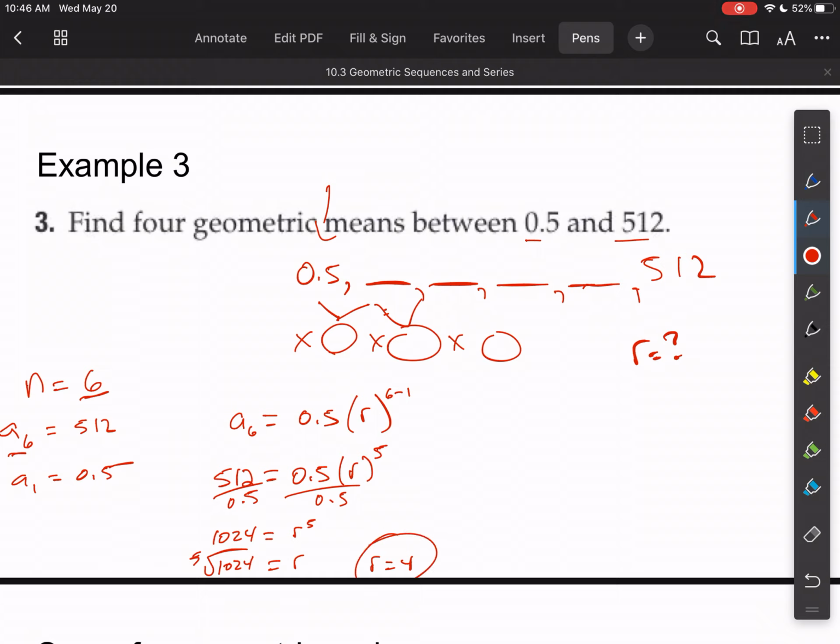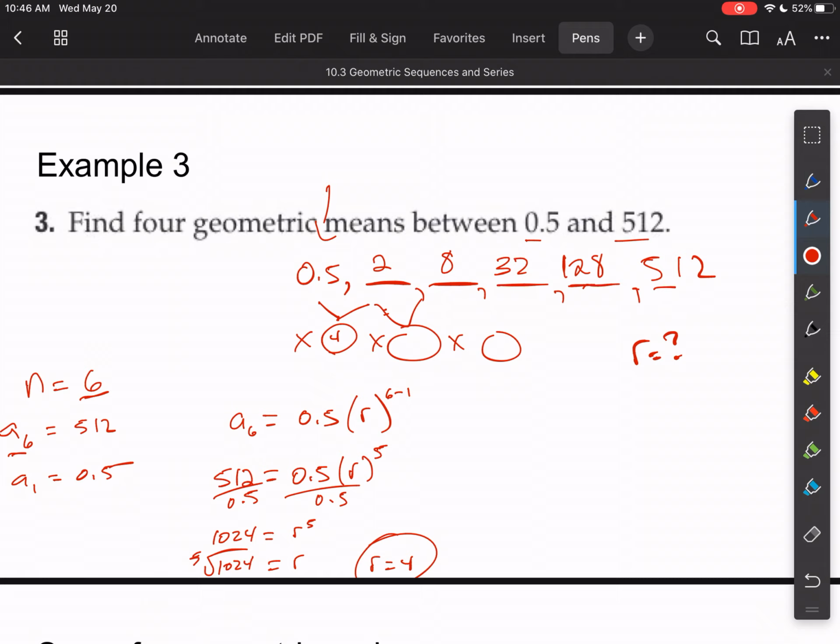Now that I know that r is 4, I can just multiply each of my terms by 4. So if I take 0.5, multiply it by 4, I get 2. Multiply that by 4, I get 8. Multiply that by 4, I get 32. Multiply that by 4, I get 128. And if you multiply that by 4, you get 512.